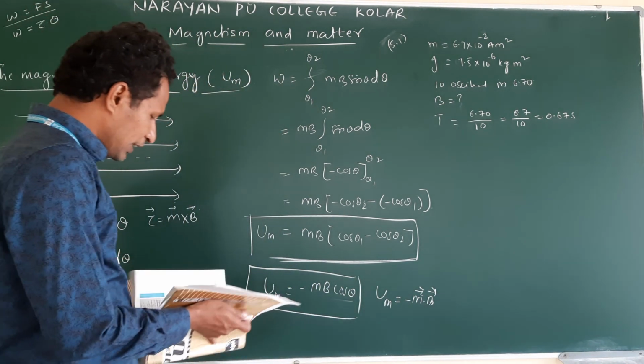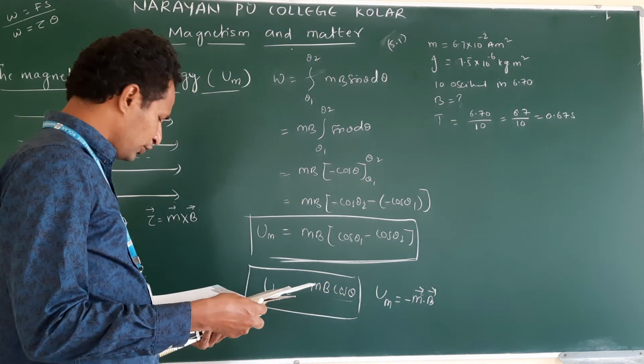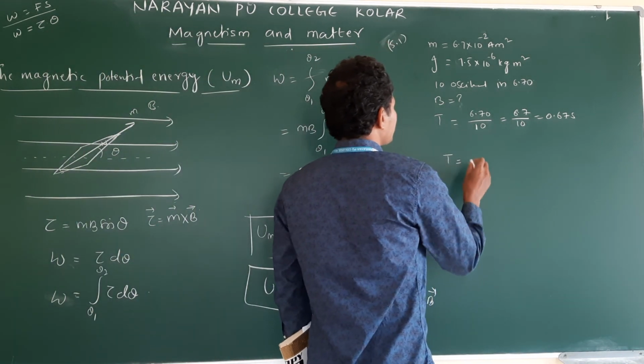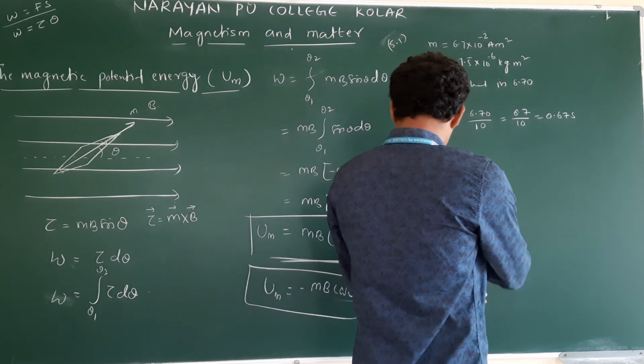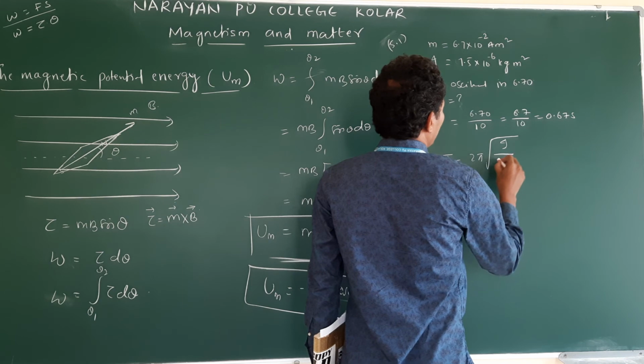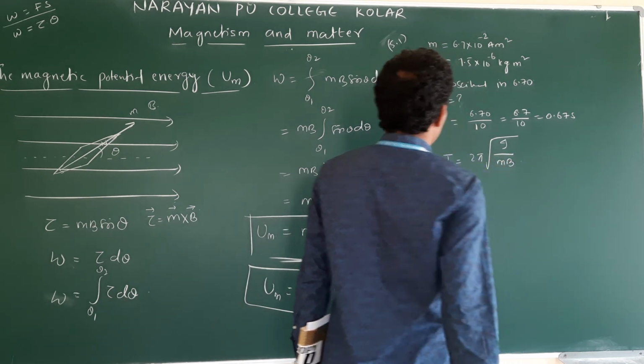B is what they asked. Already we know the time period of the needle in a uniform magnetic field. What is that formula? T is equal to 2 pi under root of I by mB. Clear?